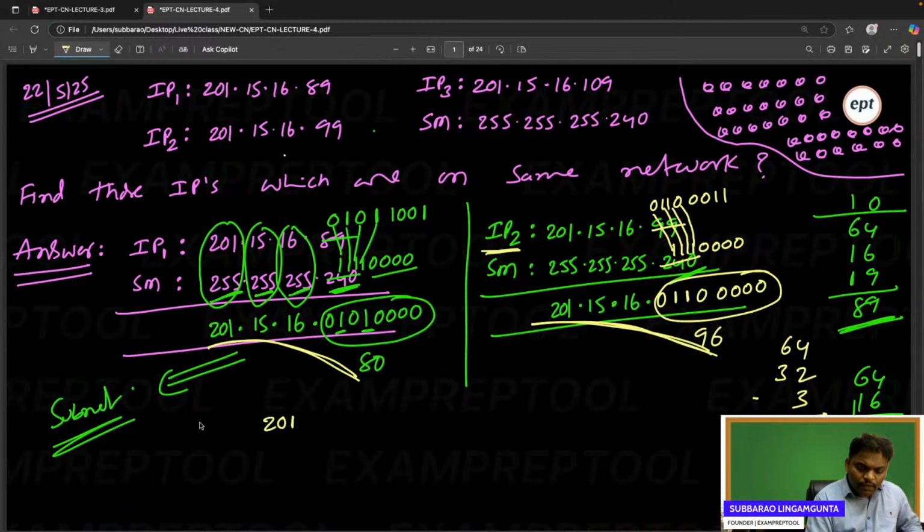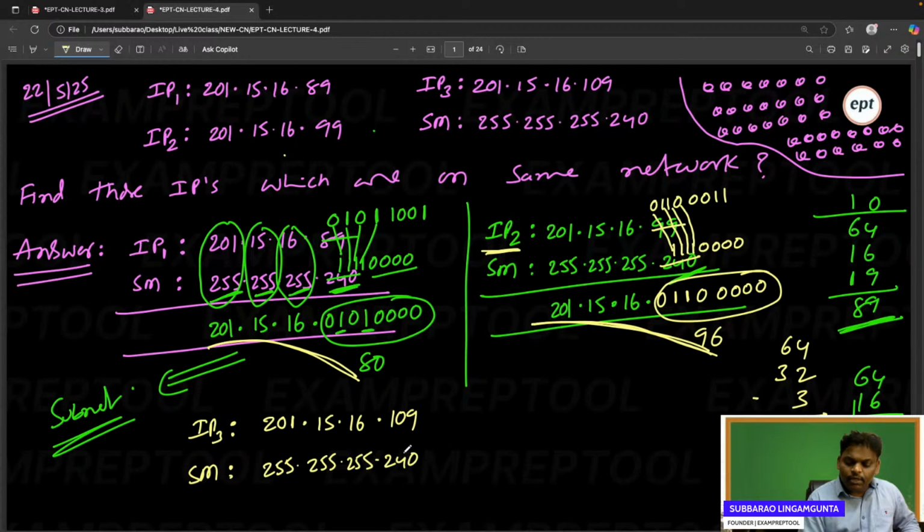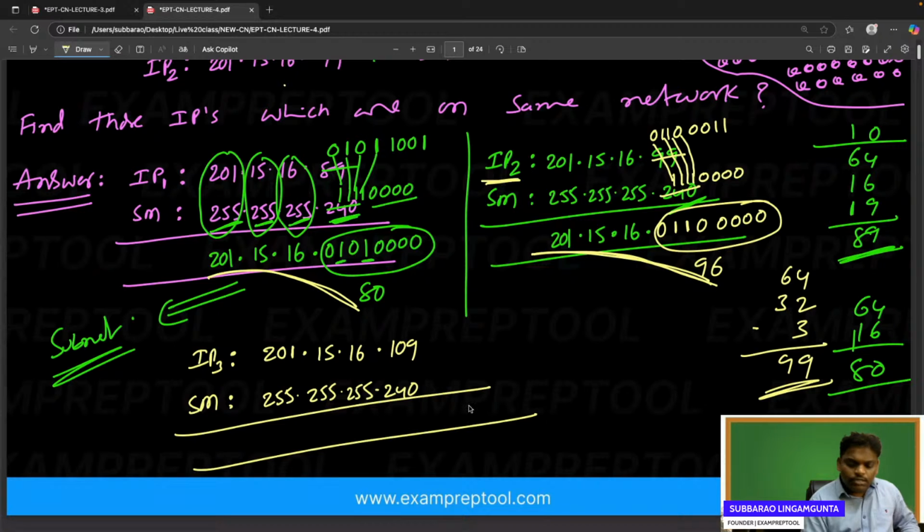IP3, subnet mask. The IP is 201.15.16.109. Sorry, the third one is 109. The subnet mask is 255.255.255.240. If you do the AND operation, it is 201, no change. It is 201, no change. It is 15, no change. It is 16, no change.